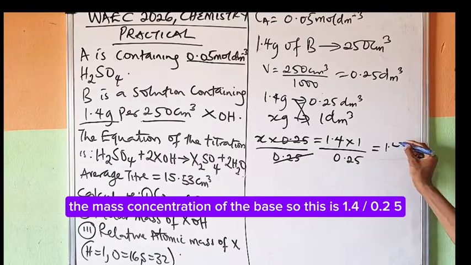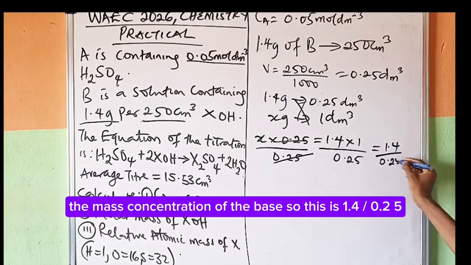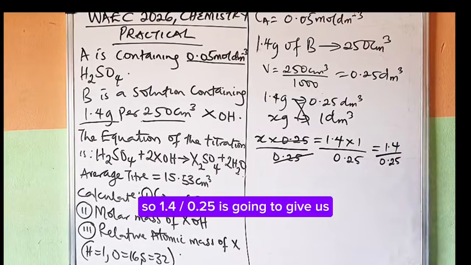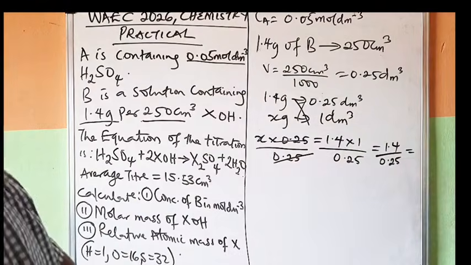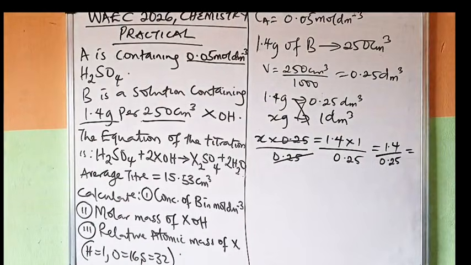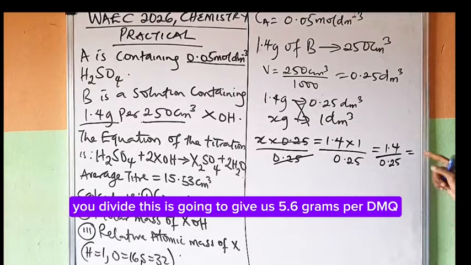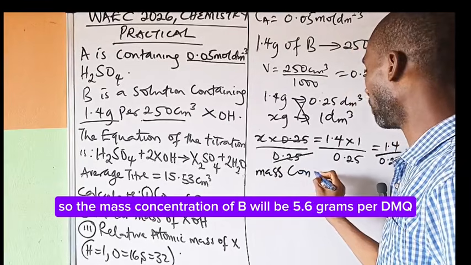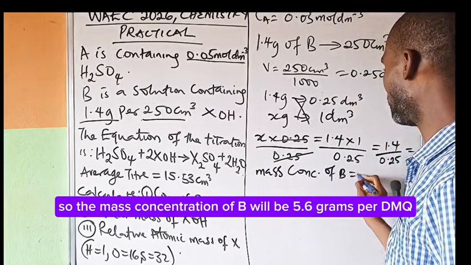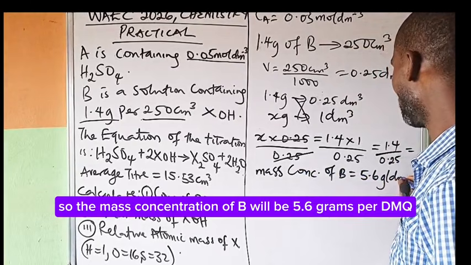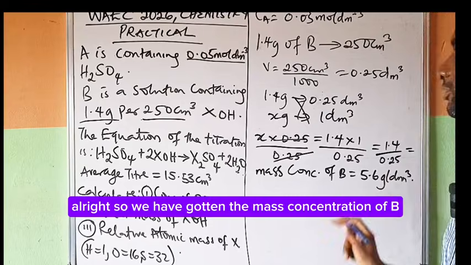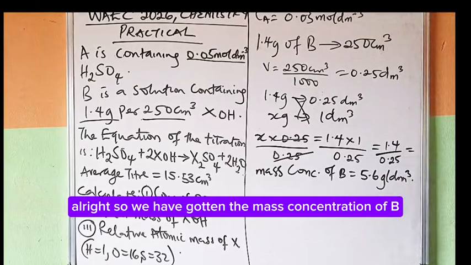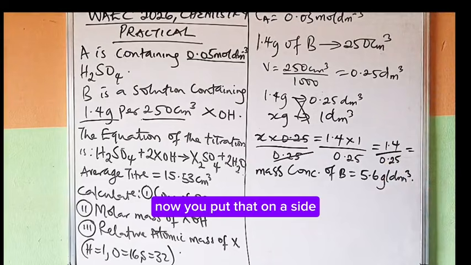So this is 1.4 divided by 0.25. When you divide this, it is going to give us 5.6 grams per dm³. So the mass concentration of B will be 5.6 grams per dm³. All right. So we have gotten the mass concentration of B. Now you put that on a side.